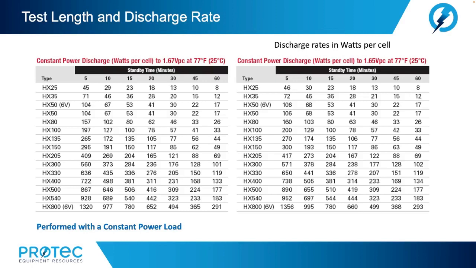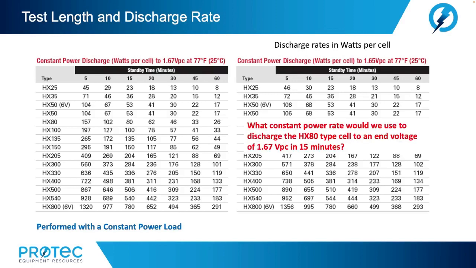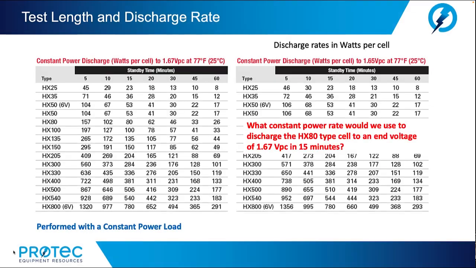All right, let's do a similar exercise now for performing a constant power discharge, perhaps on a UPS system. What constant power rate would we use to discharge? Let's go with the model HX80 type cell, and we're going to bring it down to an end voltage of 1.67 volts per cell, in a 15-minute duration. So again, go ahead, use the data sheet given to you here, and type your answer into the questions.